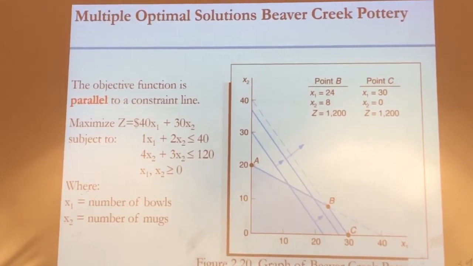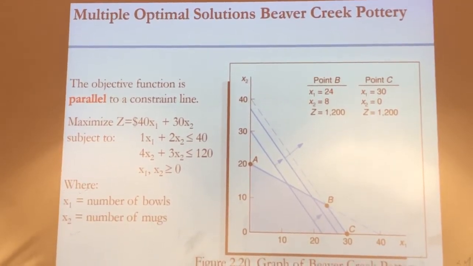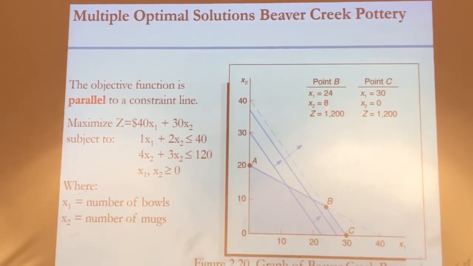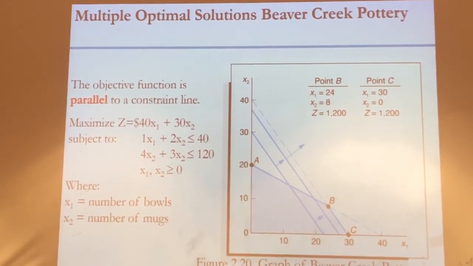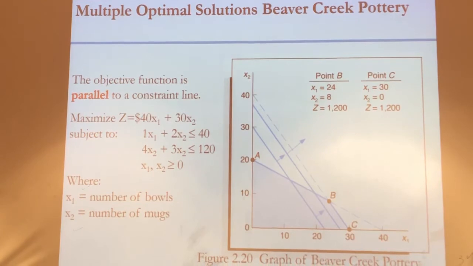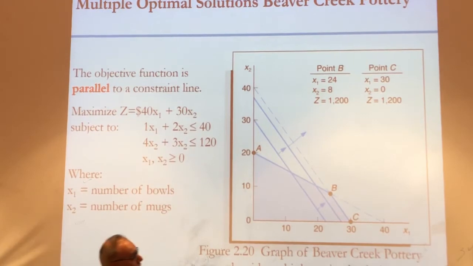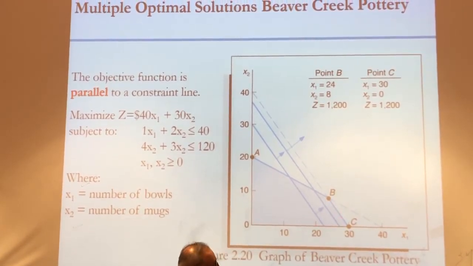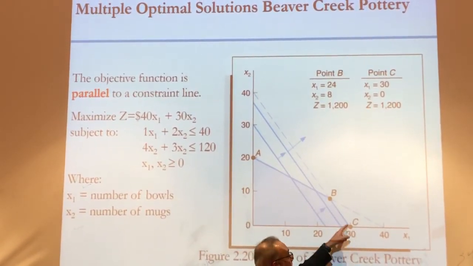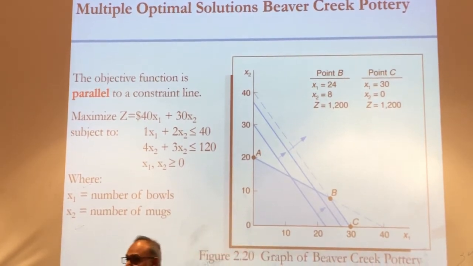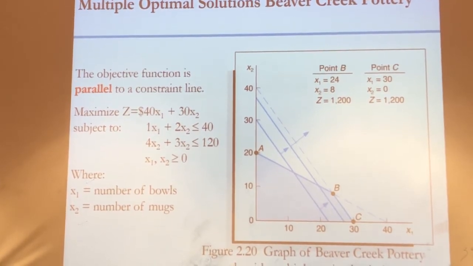This is advantages from the management point of view. They can make 24 bowls and 8 mugs, or they can make 30 bowls and 0 mugs, and they will still have the same profit. They have this advantage, and in fact they can make any combination from here to there. Because multiple optimals are there. This is actually an isoprofit line. Any point will give the same optimal. So from the management point of view, it's good. They have flexibility.